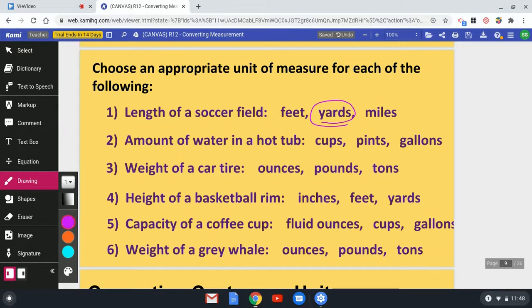The amount of water in a hot tub. I don't know about you, but I don't want to count cups to fill that hot tub, right? Gallons would make the most sense. The weight of a car tire.